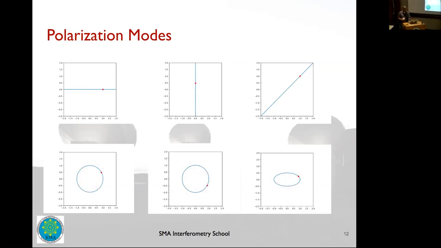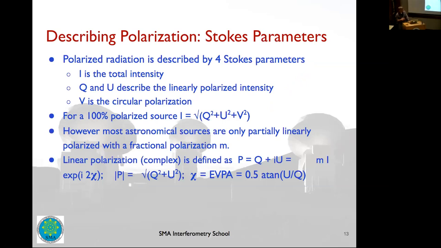So that's polarization. But it's very painful to keep describing this as vertical, horizontal, and so on, and we need to quantify it. So what we use are the famous Stokes parameters. I is the total intensity, which we've already studied. Q and U describe the linearly polarized intensity, and V is the circular polarization. If you have a source which is 100% polarized, there's a relationship between the total intensity, Stokes I, and the others, and you only have 3 degrees of freedom in this case.